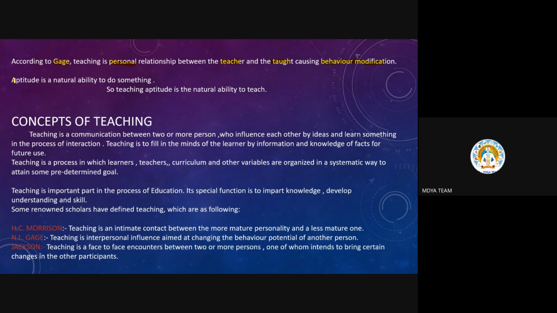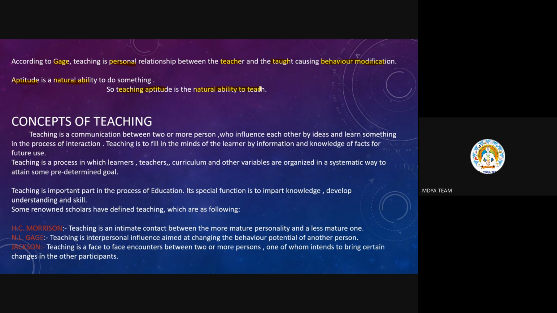And what is aptitude? Because you are studying teaching aptitude. Aptitude is a natural ability to do something, like whether it is naturally in you or not. So teaching aptitude is the natural ability to teach. So why are they testing your teaching aptitude, your knowledge of teaching?